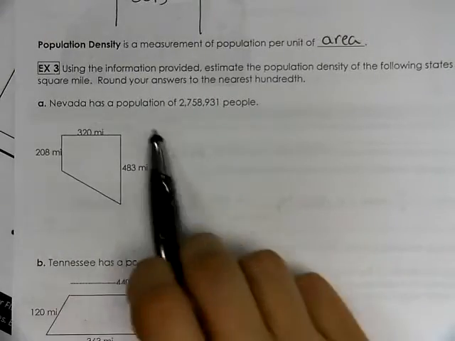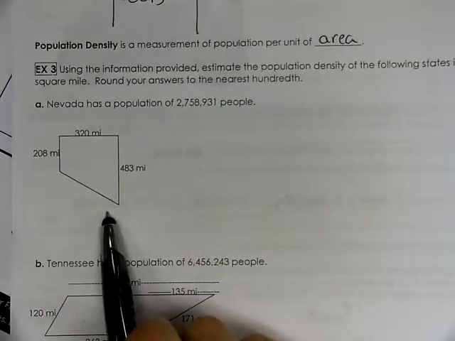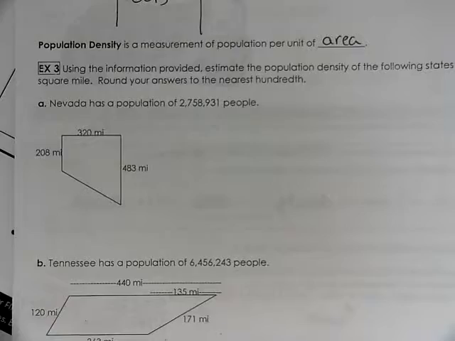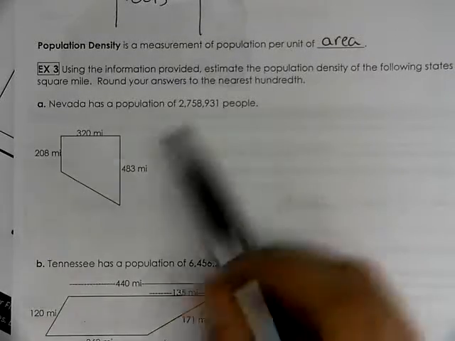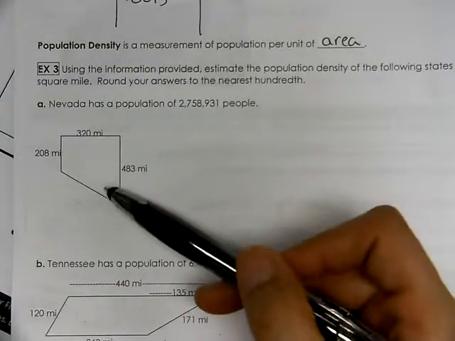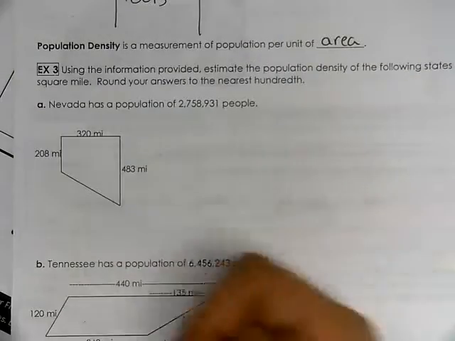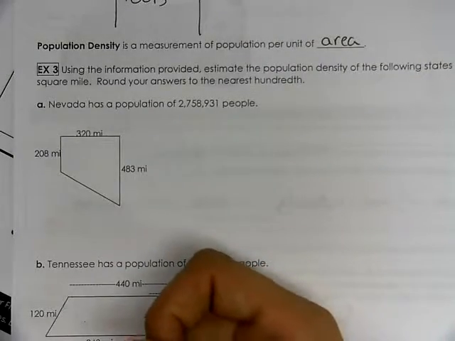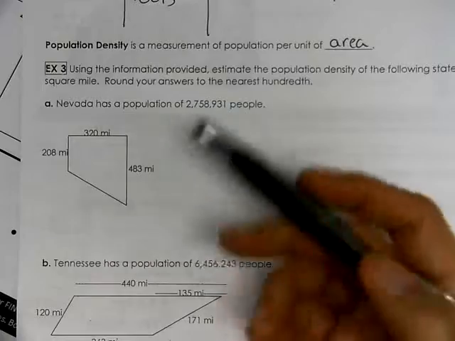So this is a mock-up of the state of Nevada. It's got 2 million some odd people. We want to find its population density. So first of all, I got to find the area of the state. So how can we find the area of this thing?